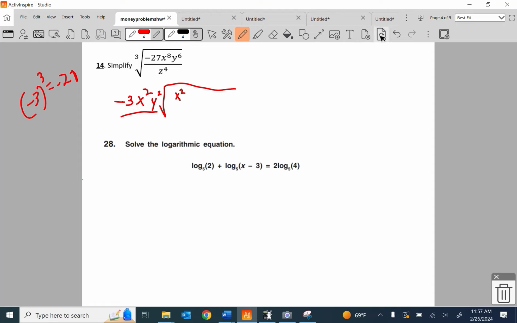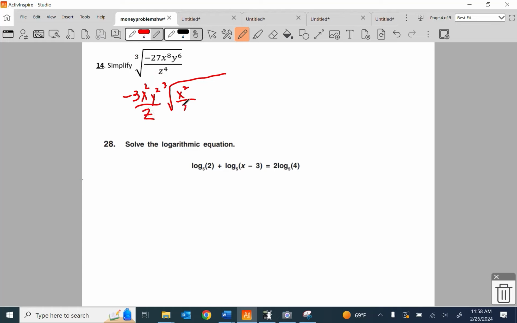Let me erase this. I don't like the way I'm writing this. So anyways, the cubic root of -27 is -3. You're going to have a funky looking radical left. 3 enters 8 twice, x squared out front. 2 remain. 3 enters 6 twice, remainder of 0. Now working on the bottom, I'm sitting over z to the 4th. 3 enters 4 1 time with 1 thing remaining.